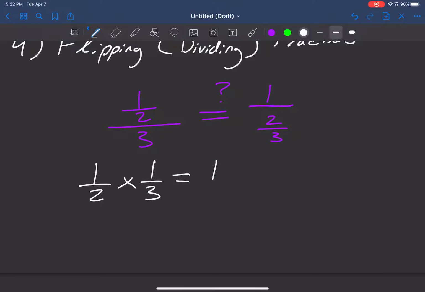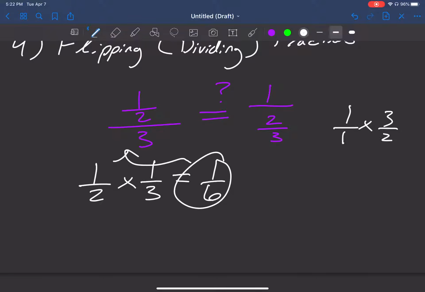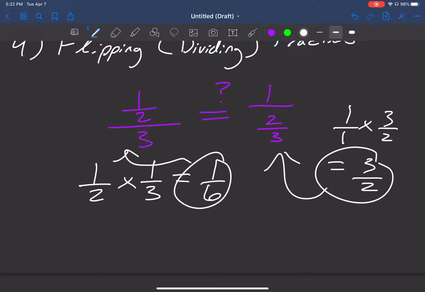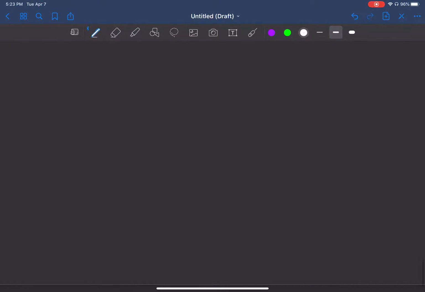So this is 1/6. So 1/6 is here on the left. What about this? This is 1 over 1 times 3 over 2, or 3/2. So on the right side, it's 3/2. So obviously 1/6 is not equal to 3/2. So they are not equal, right? So let's say, how do we get there?